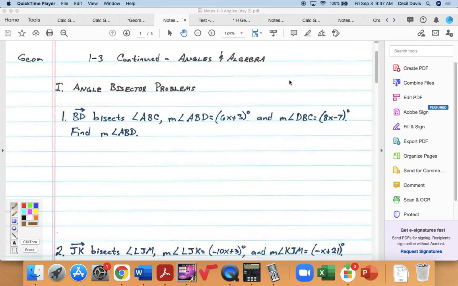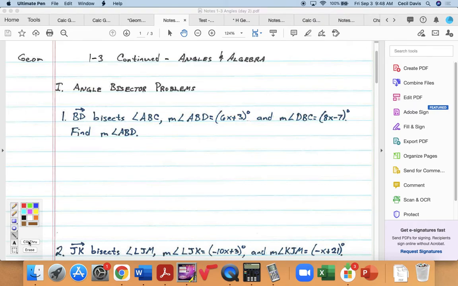All right, so today we're going to continue talking about angles, but we're going to add algebra to the mix. Okay? So it's not just going to be adding and subtracting numbers. You're going to have to be able to write an equation and solve the equation. So let's take a look.